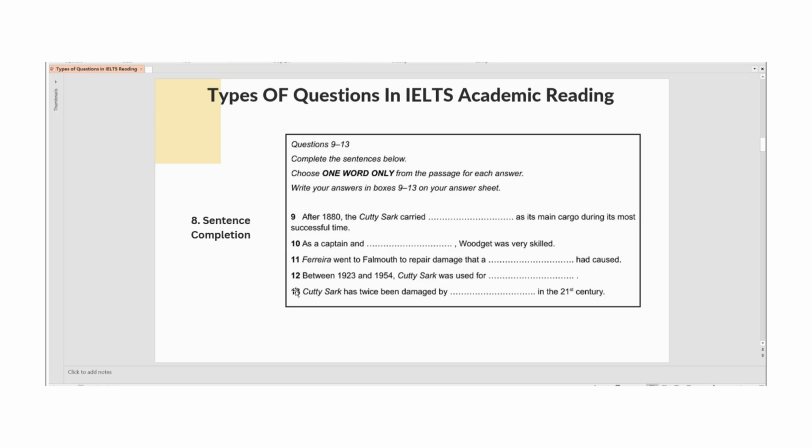It means that the information provided in question number 9 comes before the information provided in question number 10, which comes before the information provided in question number 11 in the passage. So the passage discusses this information first, then the next, and before the information provided in question number 11. So the answer to question number 9 will be available before the answer to question number 10 in the passage. Okay, you got my point?